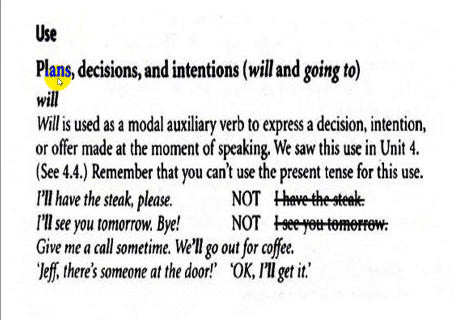Use for plans, decisions, and intentions, will and going to. Will. Will is used as a modal auxiliary verb to express a decision, intention, هدف هنا معناها هدف, or offer made at the moment of speaking. هسه نجي نشوف الفرق بين will and going to. إنه هي will is a decision or intention or offer made at the moment of speaking. يعني إنه هي في لحظة أو دقيقة التكلم نستخدم will.